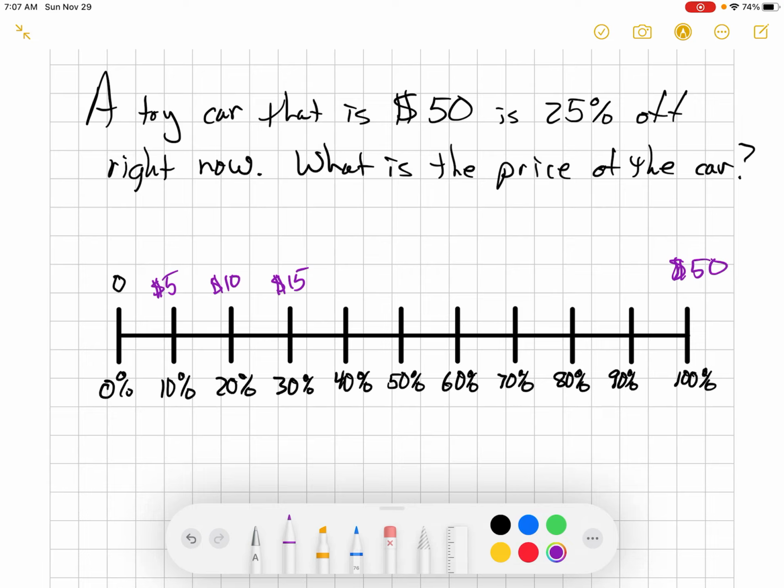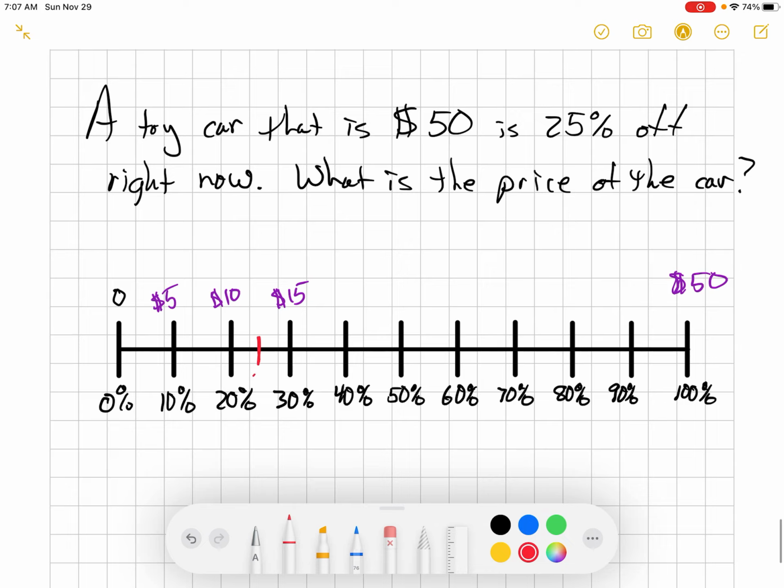Because what's 25%? 25% is right there, right? 25%. And it's right between 20 and 30%. So this must be right between 10 and 15. And the number exactly between 10 and 15 would be 12.5, or $12.50. Sorry. But if you wrote that as your answer, it's actually wrong. Because the key part is this is talking about what is 25% off.